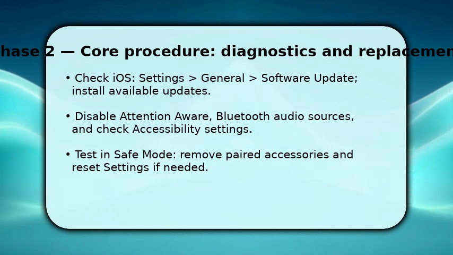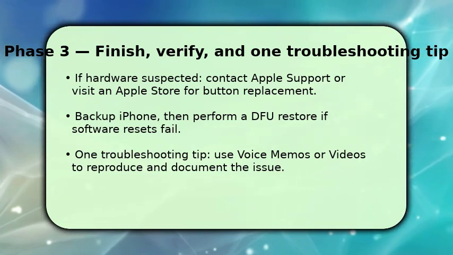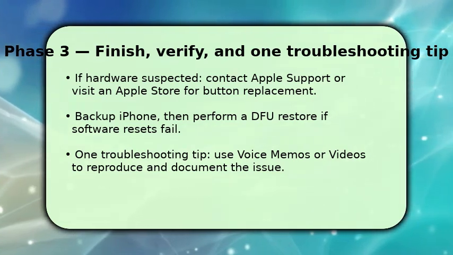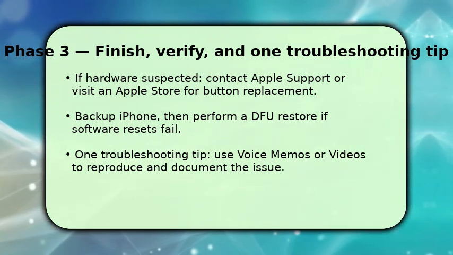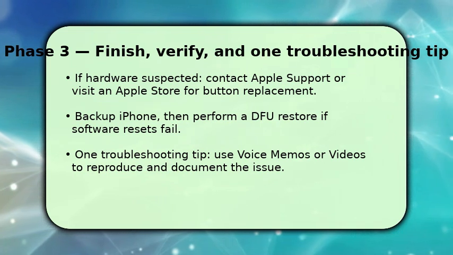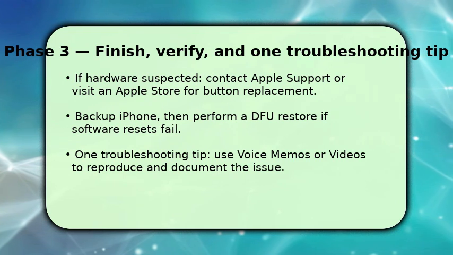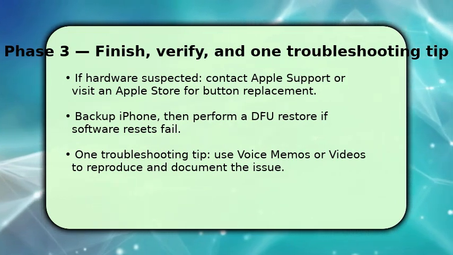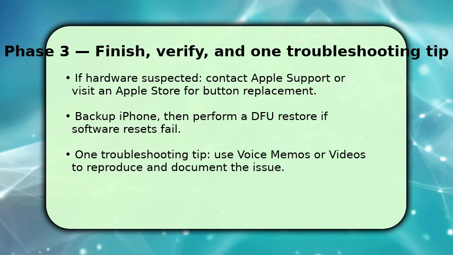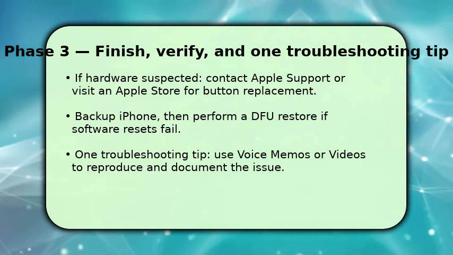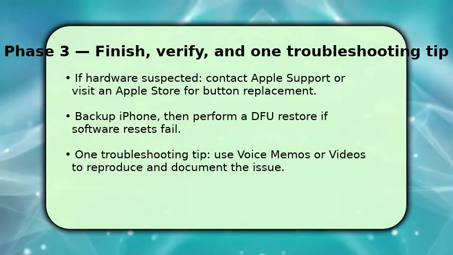Finally, if software steps fail, back up your iPhone and attempt a DFU restore. This reinstalls firmware and can fix persistent software faults. If volume still fluctuates afterward, you likely have a hardware fault. Arrange an Apple support appointment or authorized repair for button replacement. Make sure to document the behavior with voice memos or a video so technicians can see the issue. If you need help preparing backups or walkthroughs for DFU mode, follow the on-screen instructions.